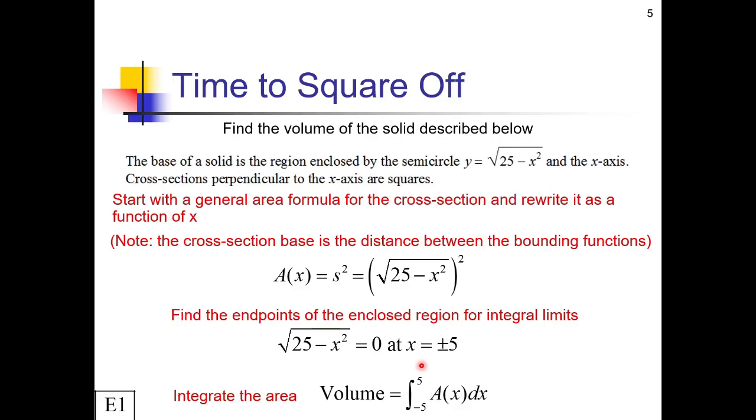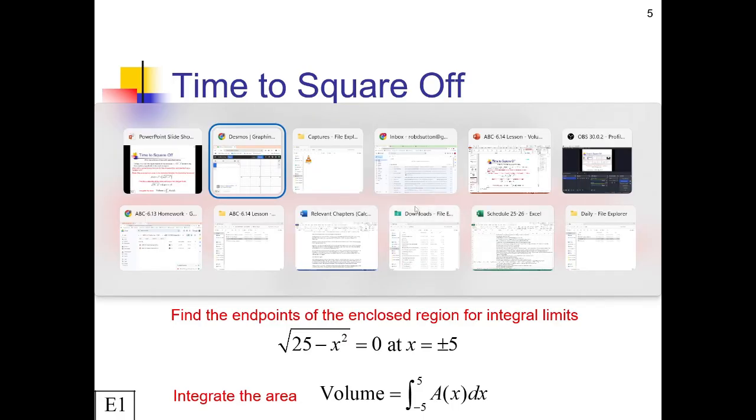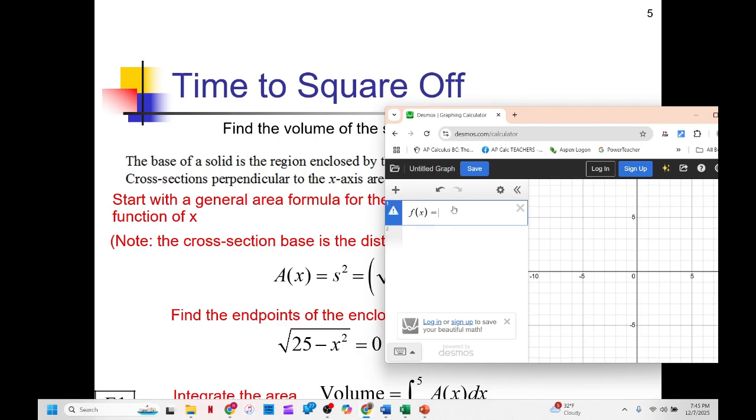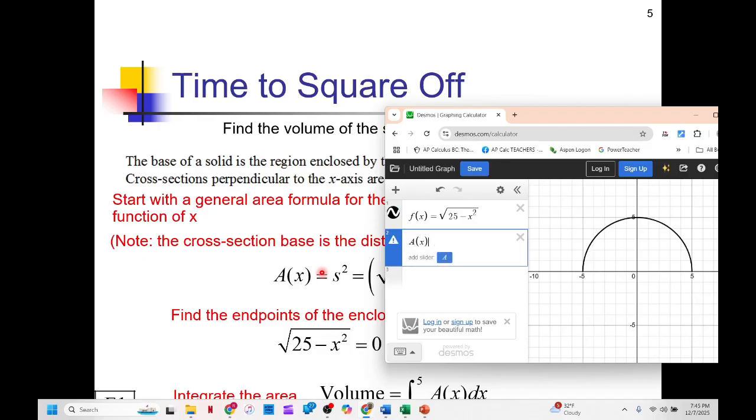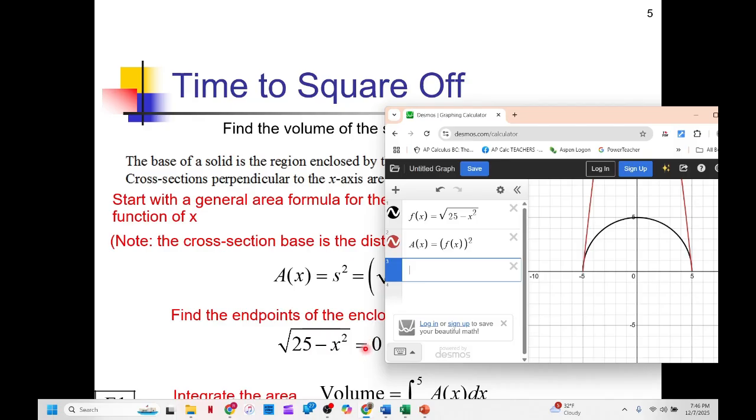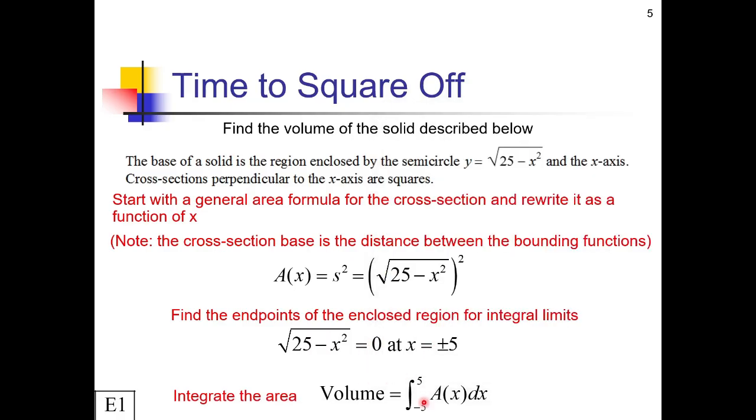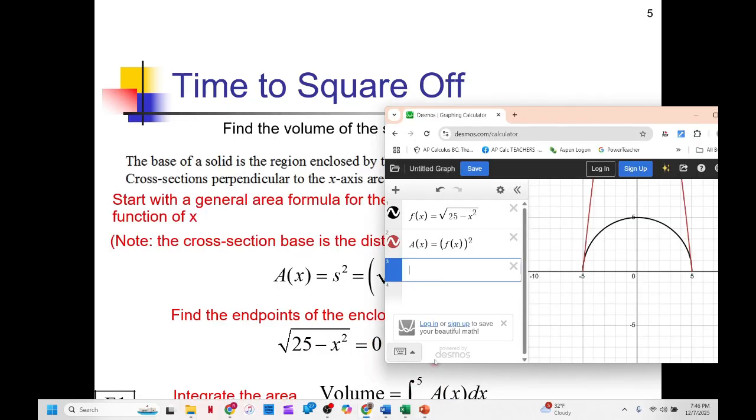To start this process, let's go ahead and put our semicircle function into the calculator. We'll just call that f(x), and that was the square root of 25 minus x squared. And now our area formula, A(x), that was just f(x) squared, or s squared. And then finally, coming down here and integrating it, we just have the integral from negative 5 to 5 of A(x) dx.